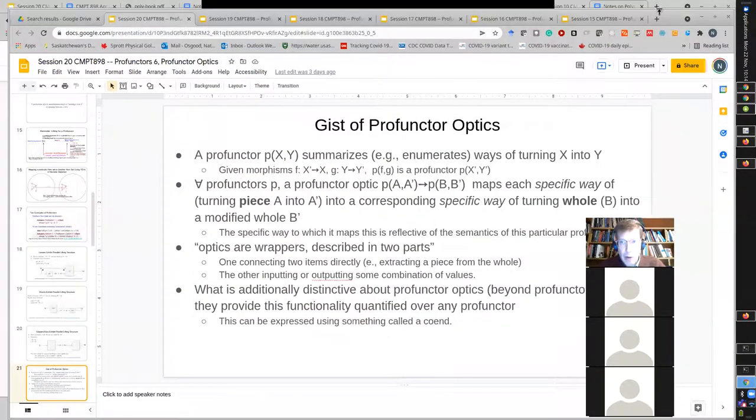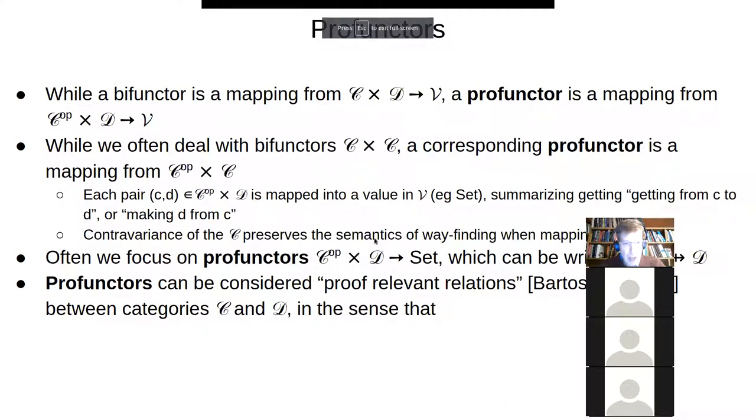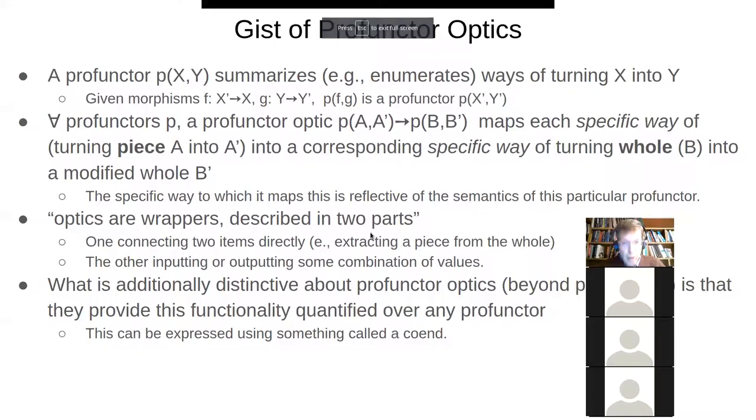And in this context, for the context of the profunctor optics coverage, we were dealing with a definition of profunctors which was going to set here rather than this general one. And so in the context of profunctor optics, the profunctors were mapping a pair of objects into set, okay? And this is important. And moreover, we were dealing with profunctors of the form C cross C into set.